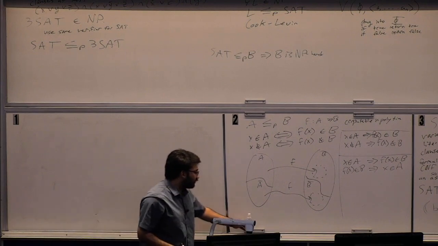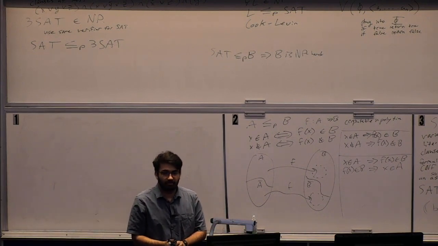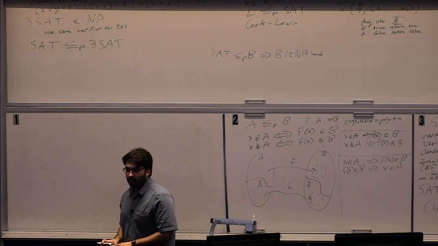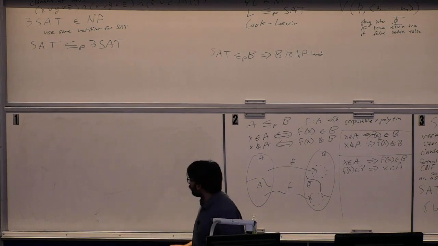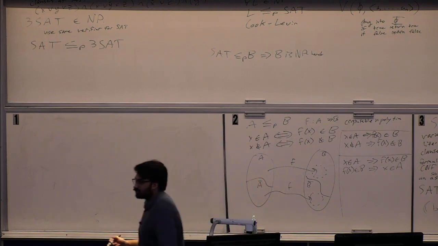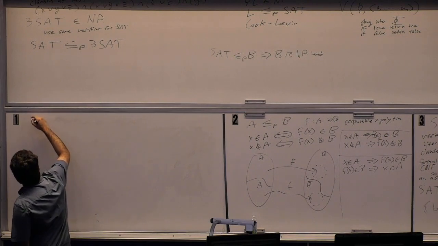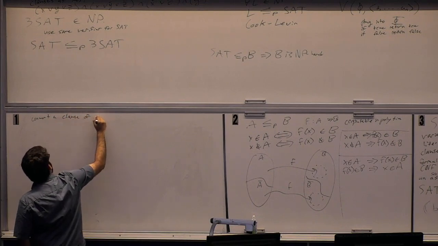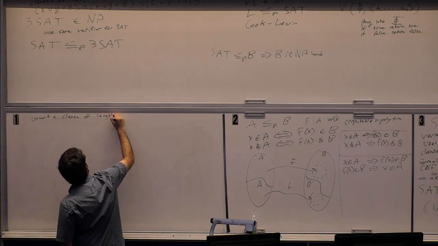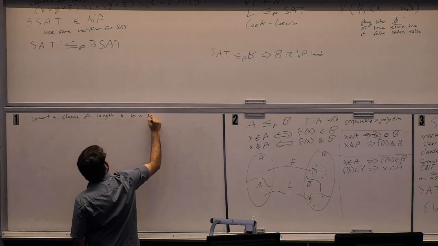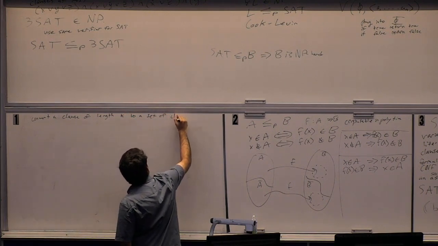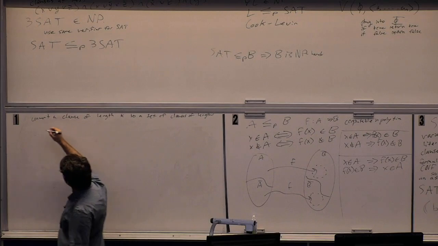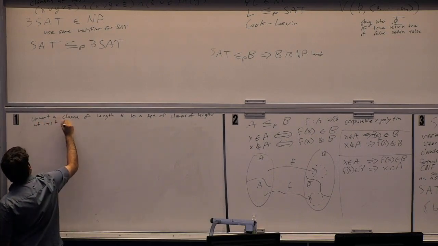what we're going to do is convert a clause of length greater than 3 into a set of clauses of length 3. And that is going to preserve for us this nice reductive property, that the solution actually remains unchanged. So what we're going to do is even something more general. We're going to convert a clause of length k to a set of clauses of lengths at most k minus 1.